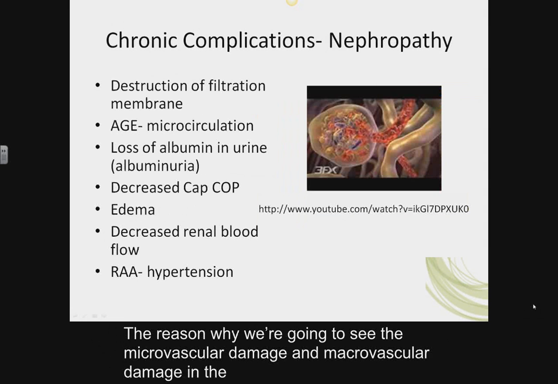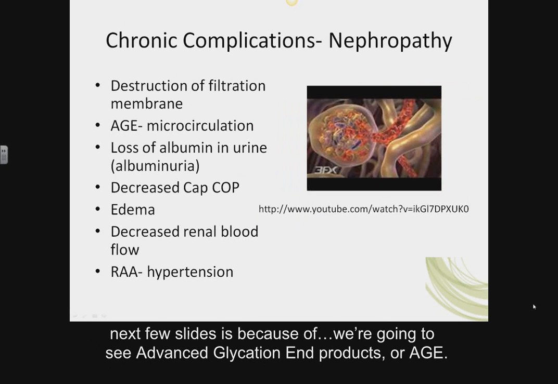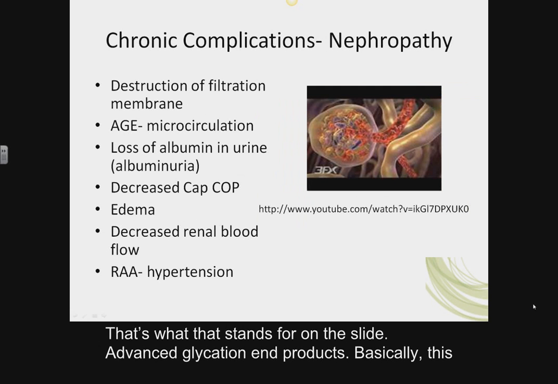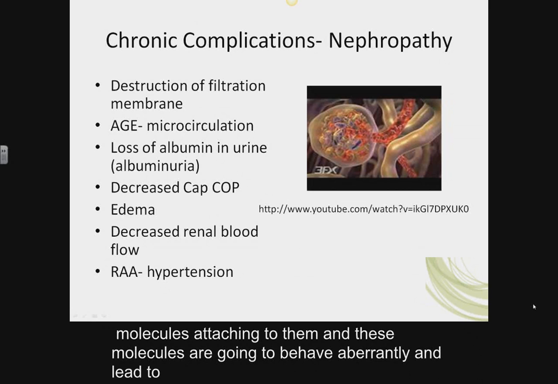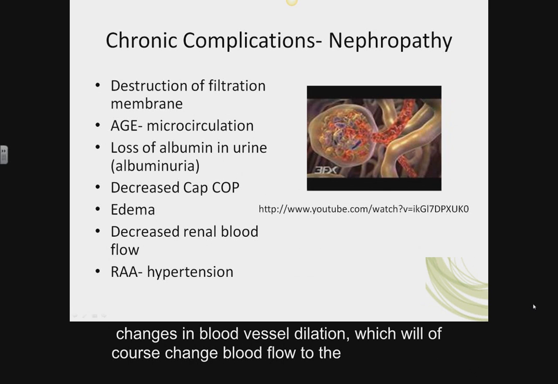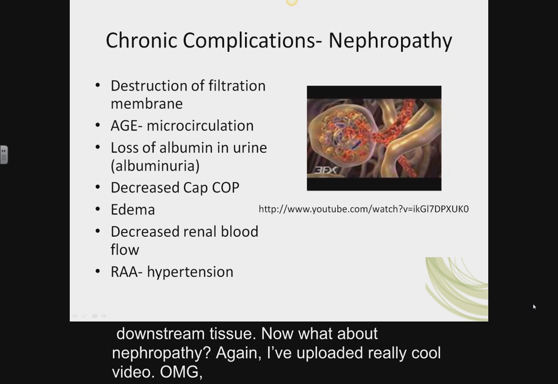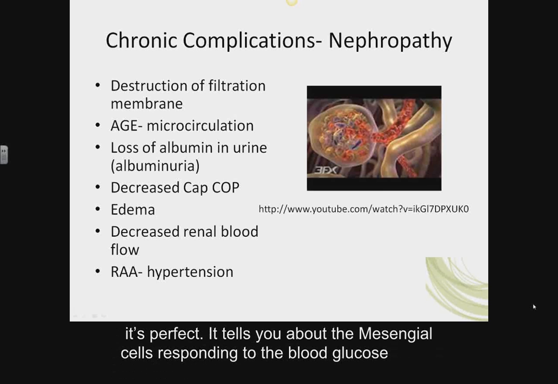All right, now I'm talking about nephropathy. The reason why we're going to see the microvascular damage and macrovascular damage in the next few slides is because we're going to see advanced glycosylation or glycation end products, or AGE. That's what that stands for on the slide, advanced glycation end products. Basically, this comes down to those proteins like albumin and hemoglobin getting riddled with glucose molecules attaching to them, and these molecules are going to behave aberrantly and lead to changes in blood vessel dilation, which will, of course, change blood flow to the downstream tissue.